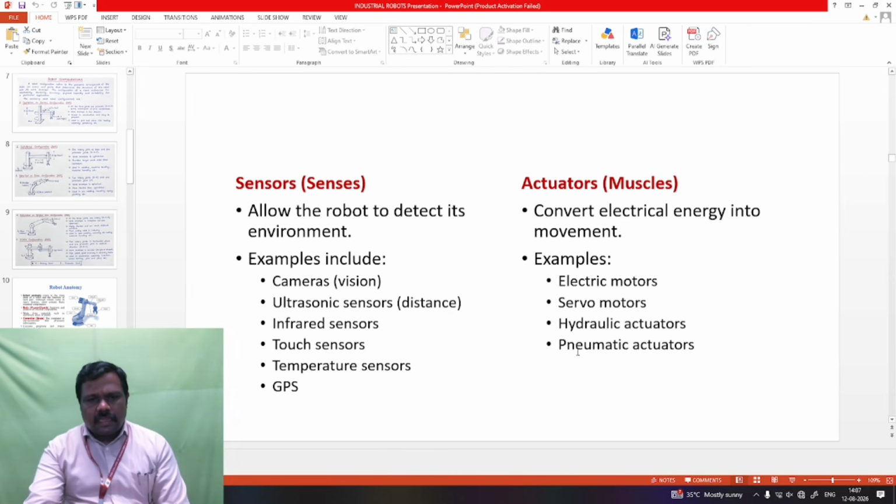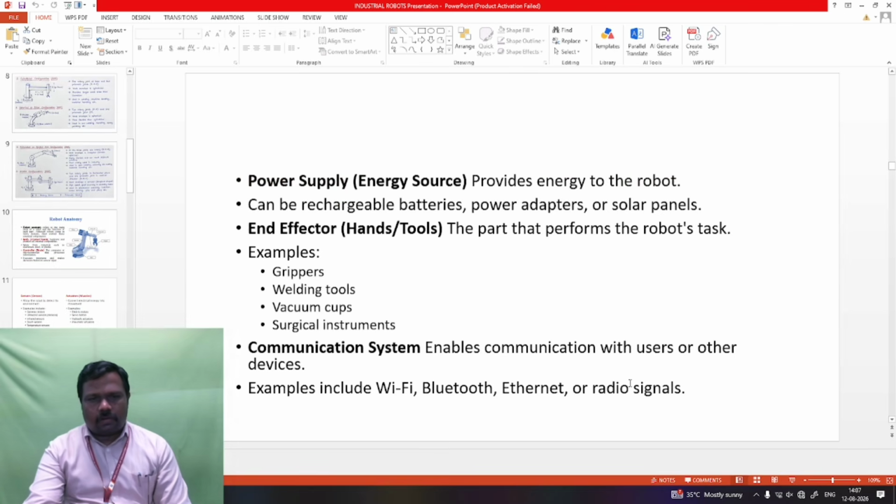That is, we have to use different types of sensors. There is a vision sensor, ultrasonic sensor, infrared sensor, touch sensor, temperature sensor. Then the next part is the actuator. The actuator converts electrical energy into movement. That is the electric motor, servo motor, hydraulic actuator, pneumatic actuator that we use in robots.